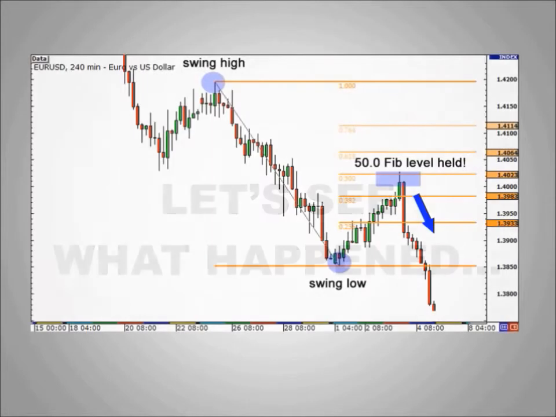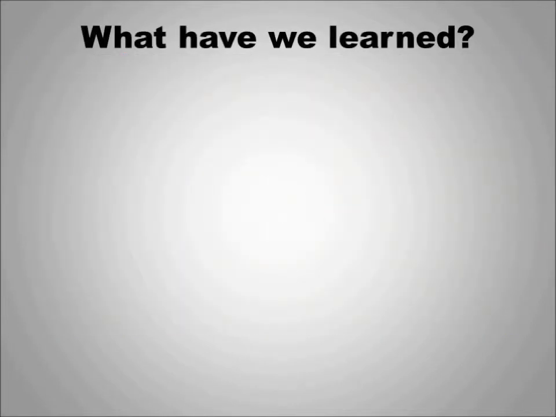Now, let's see what happens. Okay, so after the swing low, the first line of resistance was broken, the second line of resistance was broken, but the third line, the 50% line, that line held, and the market pushed downwards, and the trend has continued. So as we can see, the Fibonacci lines can help us immensely.